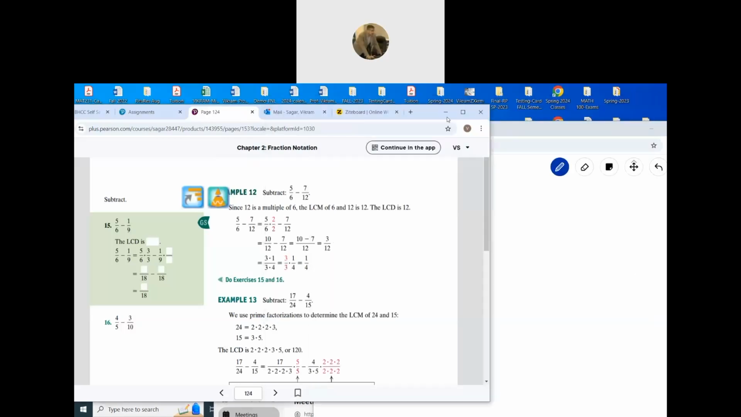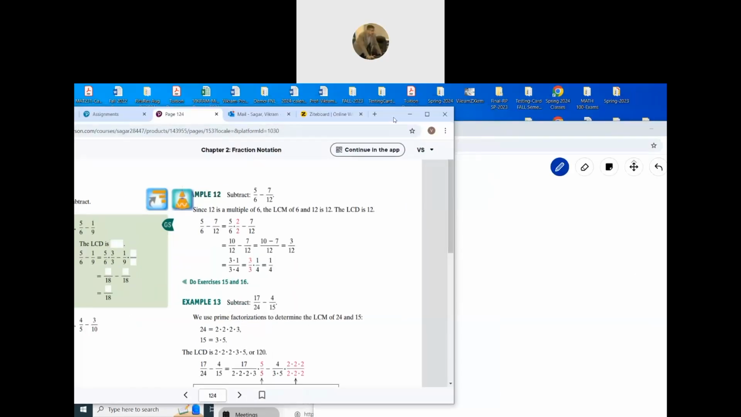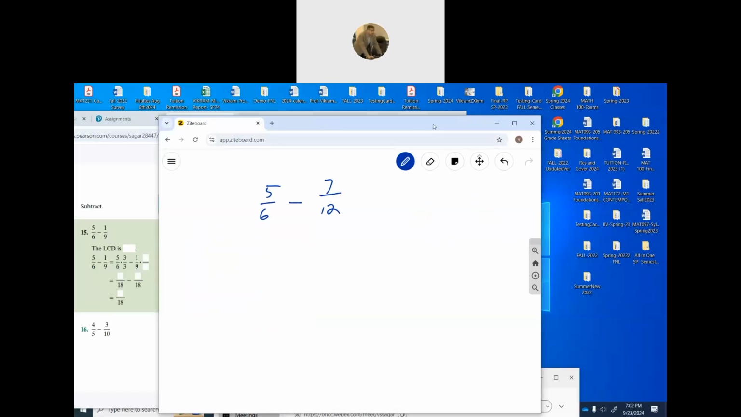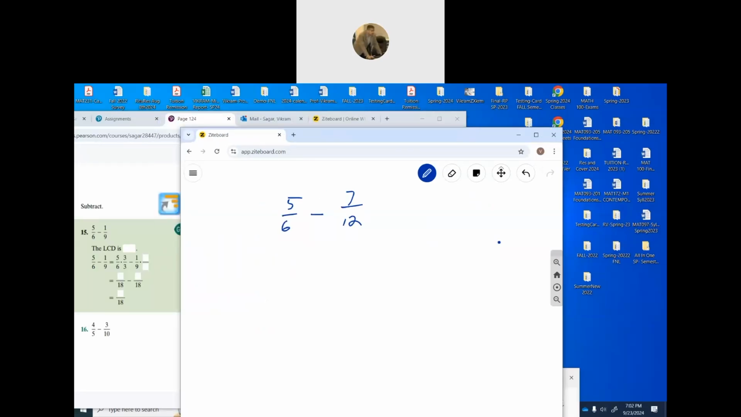So now we're going to do, last time we did addition. We are doing this over and over, so make sure you understand. So let's do this problem: 5 over 6 minus. This time it's minus. Okay, exactly the same thing. So now you're going to tell me what's my LCD here. 12. Okay, let's see. So 6 here, 12 here, right?